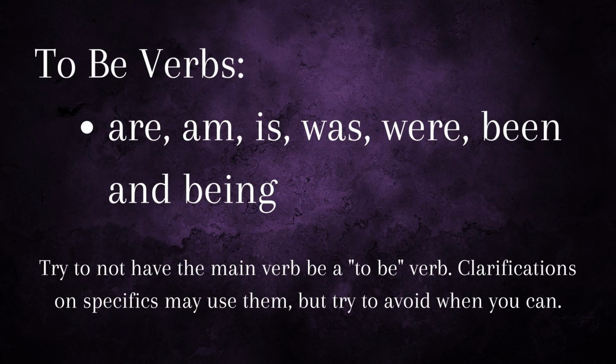When possible, don't rely on to-be verbs. Are, am, is, was, were, been, and being. So try not to have them be your main verb. If you need clarifications on specific, like what color the hair was, you can use them, but try to avoid them when you can. Bring your prose to life. Action verbs are your friend.